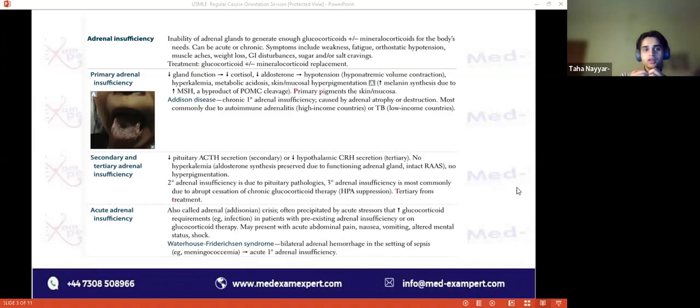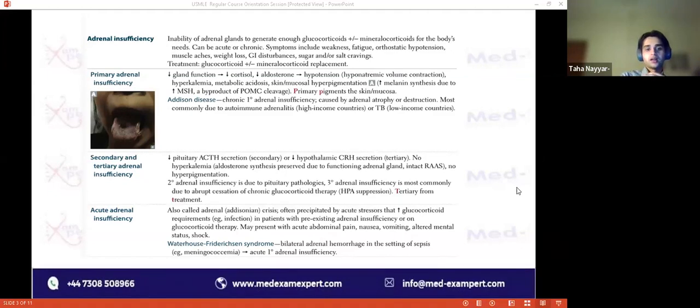Now, normally, either you can check levels of cortisol, the morning levels of cortisol, or you can do the corticotropin stimulation test. Usually, the corticotropin stimulation test is the answer in the USMLE. If you see both options, like morning cortisol or cosyntropin stimulation test or adrenal gland stimulation test, choose the cosyntropin stimulation test over the morning cortisol levels, because it is more specific.